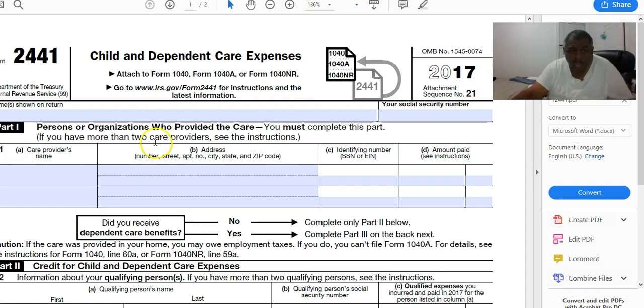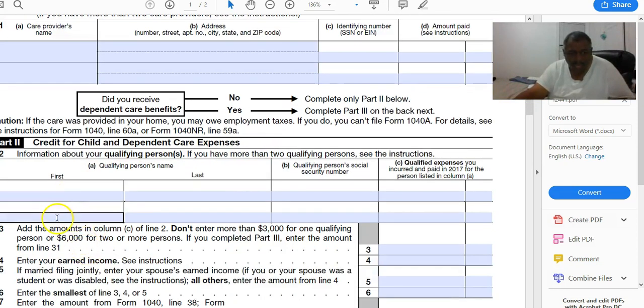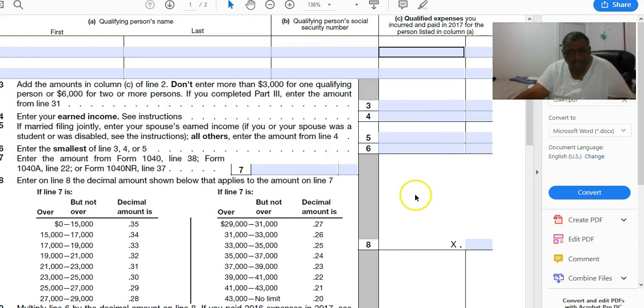And so part one deals with the child care provider's name. So it's either going to be a person or organization. That information will go here. So it depends on how that works. Part two, you put the dependents' information here. So there are only 2 kids that'll be allowed to go on the child care form. And then we basically follow instructions until we finish.